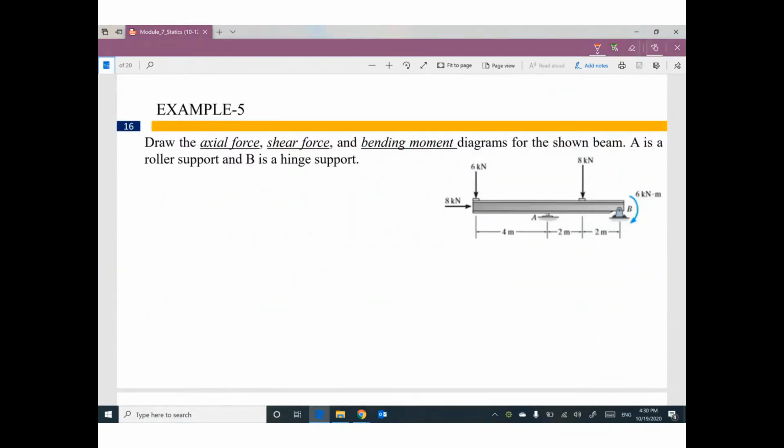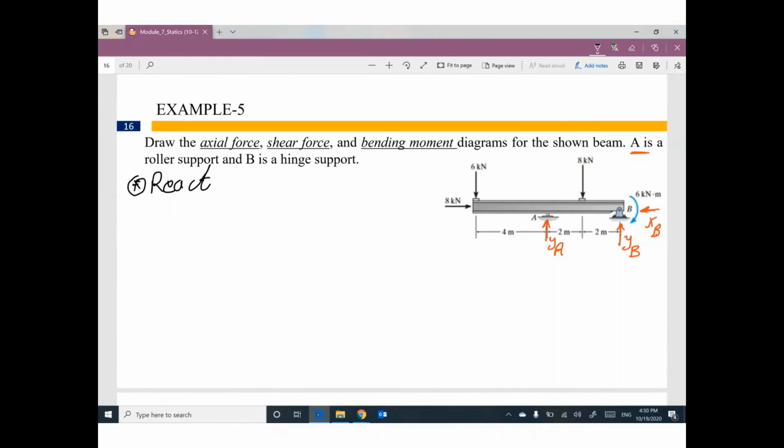One more example. For this example number 5, we are looking to draw the axial force, shear force, and bending moment diagram for the shown beam. First step, as usual, is to figure out the reactions. We have a reaction YA, it's a roller. B is a hinge, so we have two reactions, YB and XB. Remember, 6 kilonewton meter as a moment is given. So let's start to figure out the reactions.